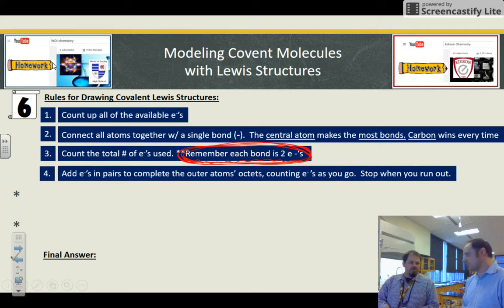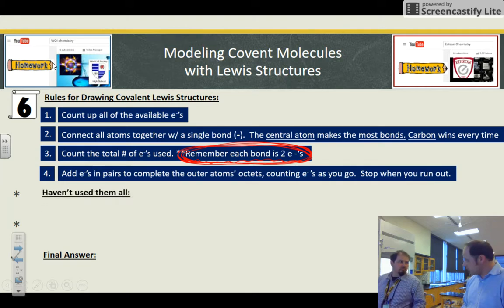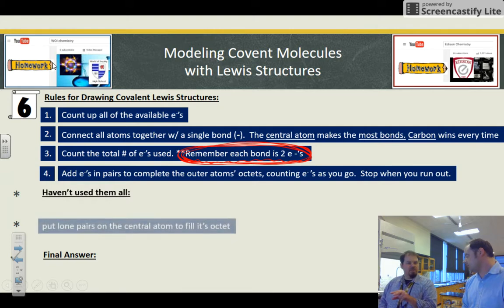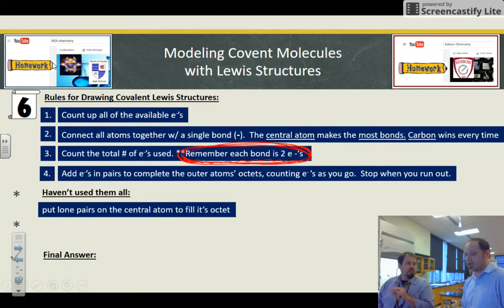Now there's 2 scenarios. Either I haven't used them all. That's when I throw some extra pairs on the central atom. Like if you had 12 electrons to use, but you only used 10 by connecting all the atoms, then boom, put in 2 more after I did all my lone dots.